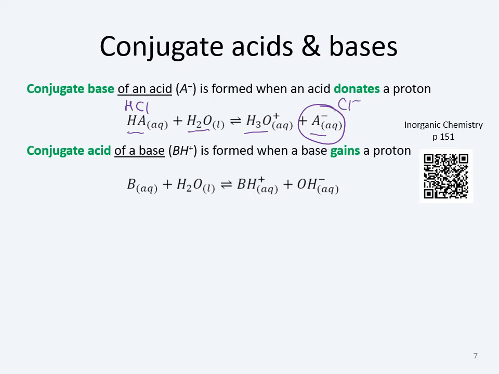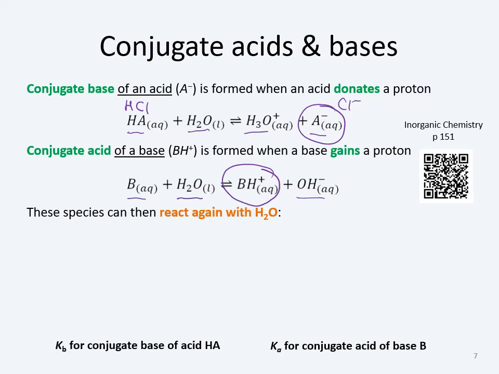The conjugate acid of a base is the same sort of thing. In this case you've got the generic base reacting with water to give the conjugate acid of the base plus our OH minus ion. Now, a key point about these is that either of these species might react again with water, and if they do, what you get is the following. For example, A minus might react with water, liquid, and be in equilibrium with AH, so it picks up a proton again, plus OH minus.